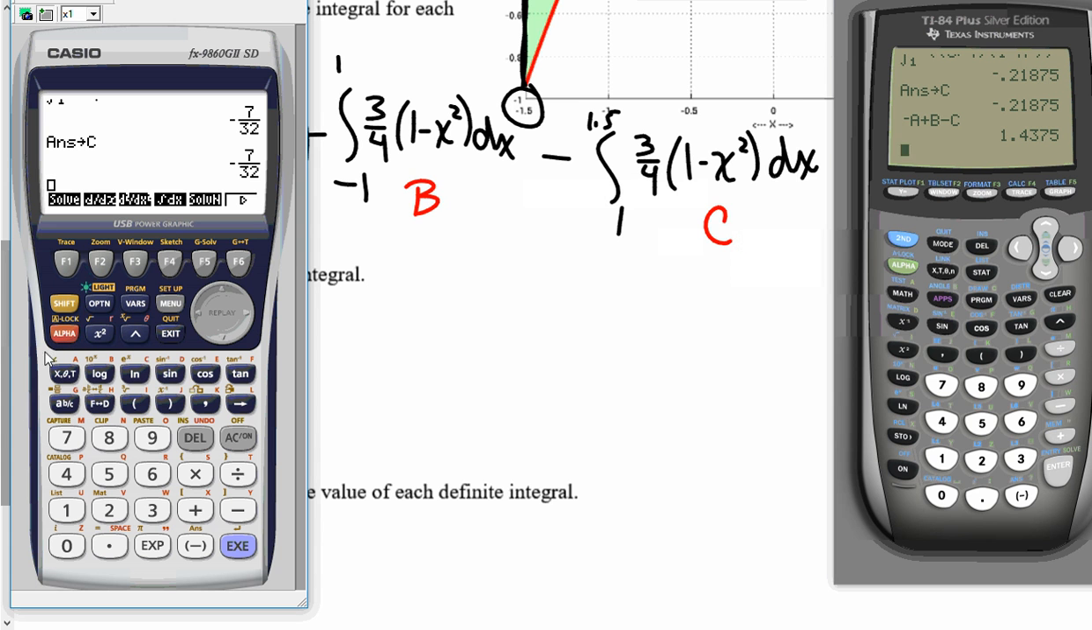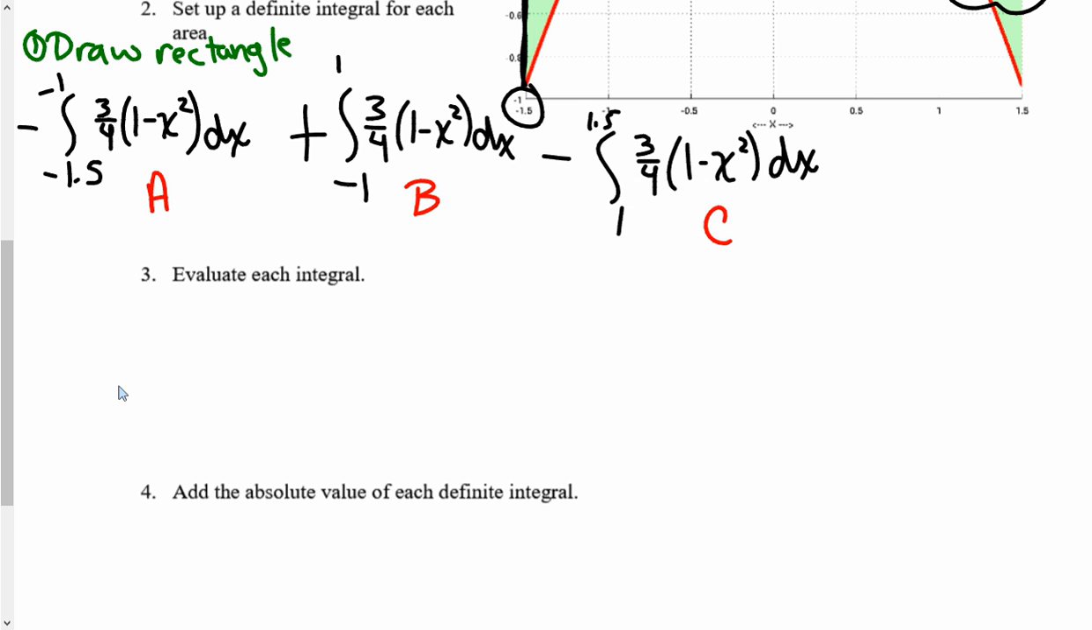Same thing on my Casio. I'm going to do A, but I want it to be a negative A. And then plus B, which again was just 1, and then minus C, because C was negative, I want to make it positive. And I have 23/16, changing that into a fraction is 1.4375. Either answer is fabulous. So all we did there was add the absolute values of each one. So I'm just going to write that down. Add the absolute value of each definite integral.